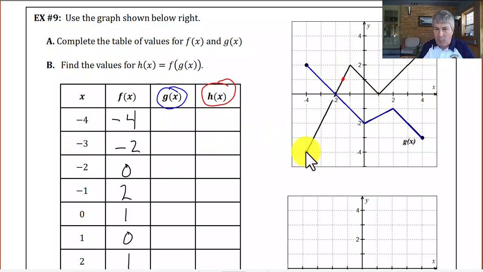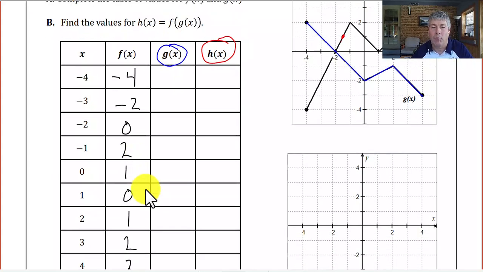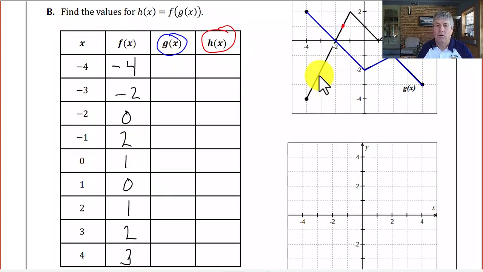So when I input -4, I output -4. When I input -3, I output -2, and so forth. So I've completed the table for the black graph f of x. When I input -2, my y value is 0. When I input -1, my y value is 2, and so forth. G of x is the blue graph, and I can complete that pretty quickly.